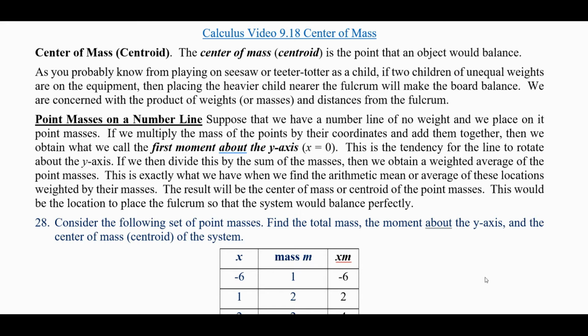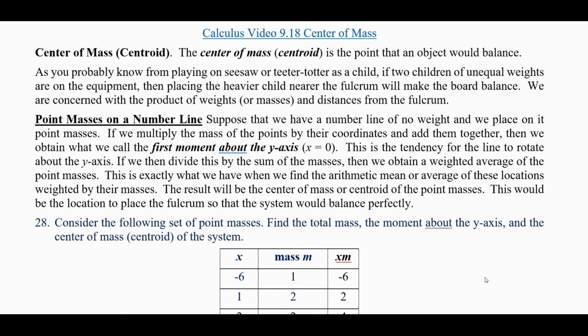So as you probably know from playing on a seesaw or teeter-totter as a child, if two children of unequal weights are on the equipment, then we can balance by placing the heavier child near the fulcrum and the lighter child further away. So we're interested in not only the weights or masses, but also how far away they are from the fulcrum. This is going to lead us to a method of finding where to place that fulcrum to balance it.